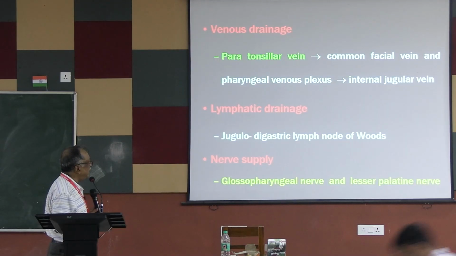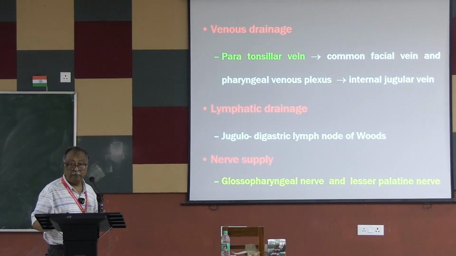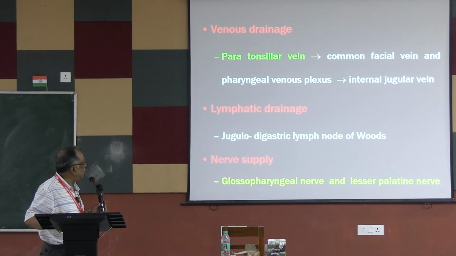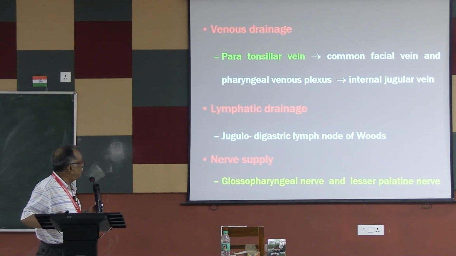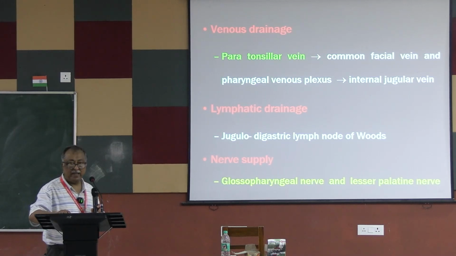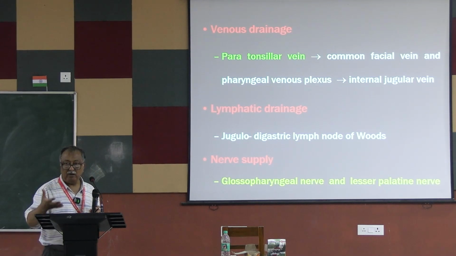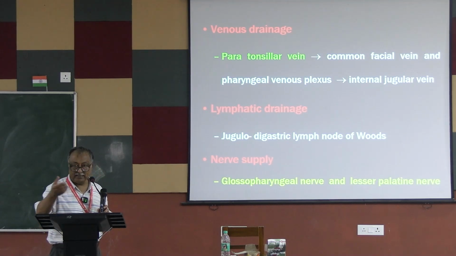The venous drainage is mainly the paratonsillar vein. I will say what the importance of the paratonsillar vein is. The paratonsillar veins drain from the pharyngeal venous plexus to the internal jugular vein. And the importance of the paratonsillar vein: when I show the anatomy of the bed of the tonsil, you will see the paratonsillar vein is lying just beneath the tonsil.